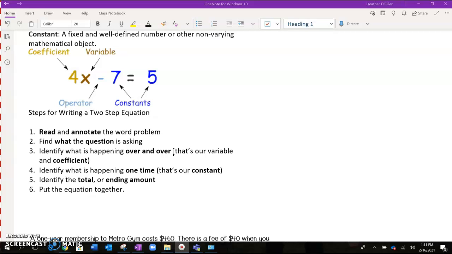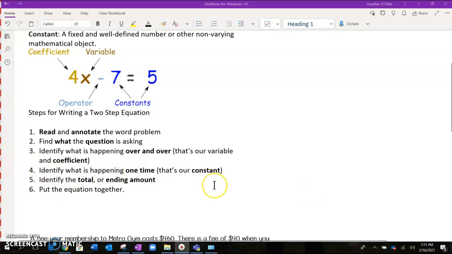Then identify what is happening over and over. We say over and over because that's like multiplication, that's going on multiple times. That's our variable and our coefficient. That's going to be the number in front, and then it's attached with the variable that we choose.